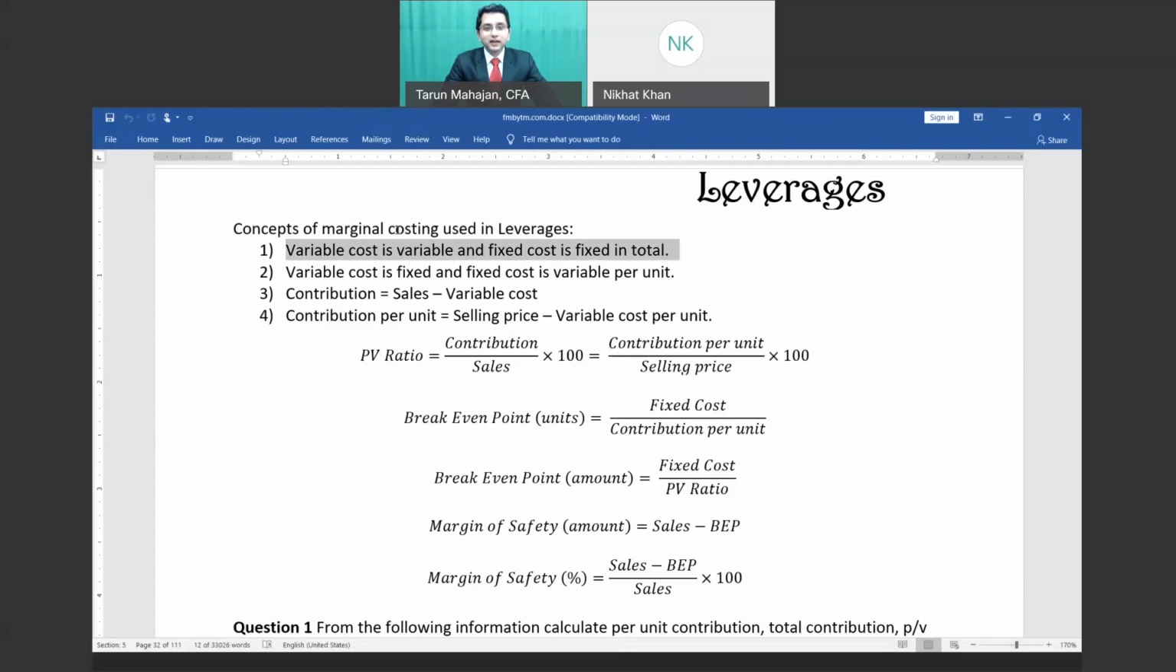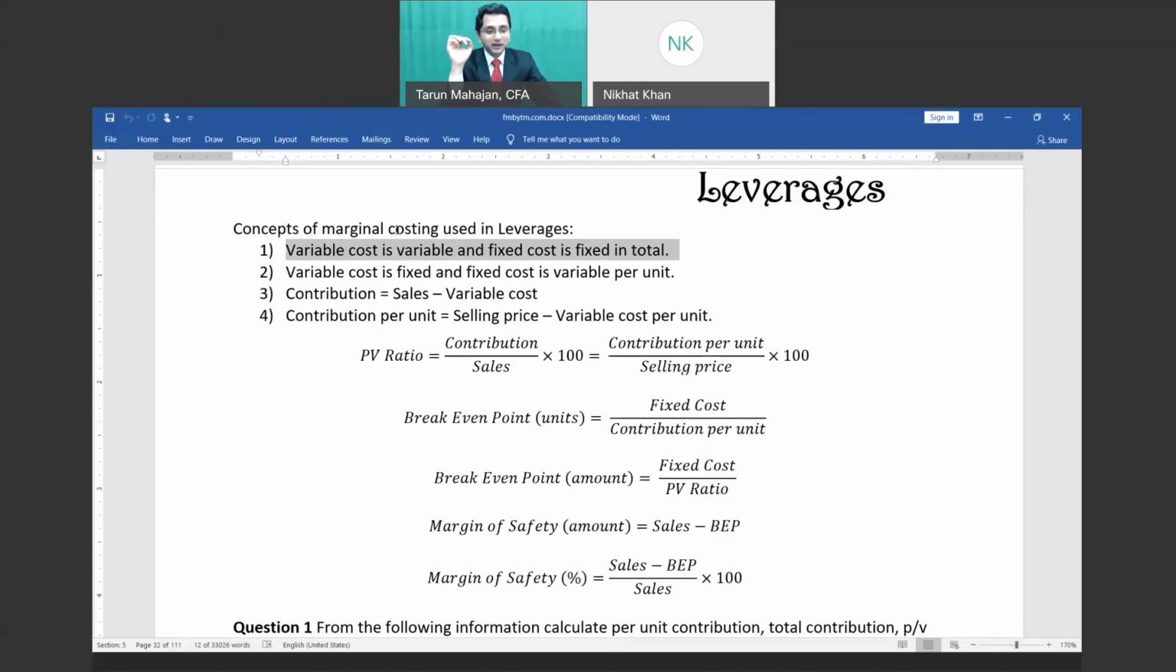What is variable cost? Variable cost is variable and fixed cost is fixed. You may be thinking, oh, this is something really very simple. Yes, variable cost is variable and fixed cost is fixed in total. But variable cost is fixed and fixed cost is variable in per unit terms.